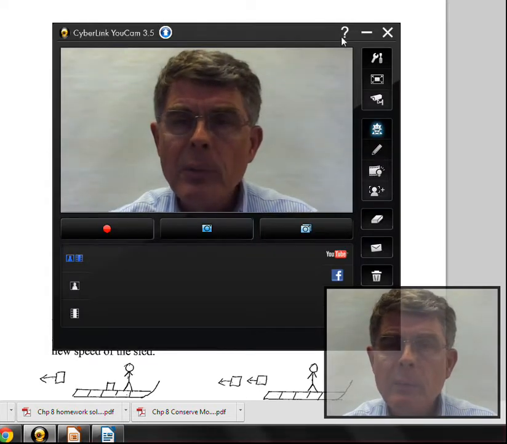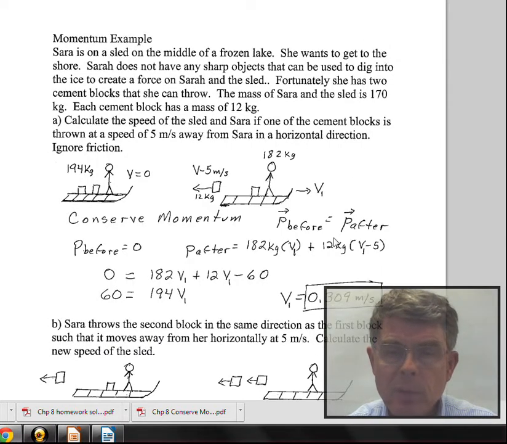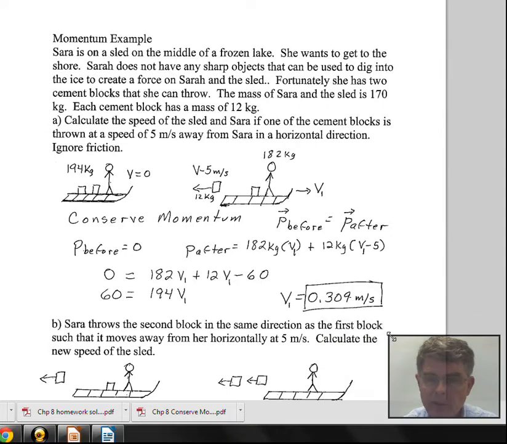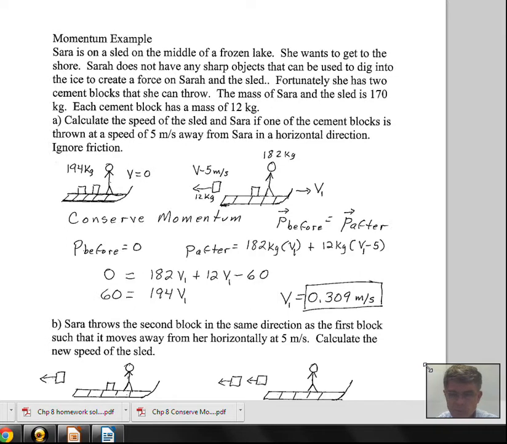In this example, we're going to conserve momentum in order to propel a sled off of a lake of ice that is very smooth, no friction. So we have Sarah here with a dilemma. Sarah's out in the middle of a lake. We won't say how Sarah got there.